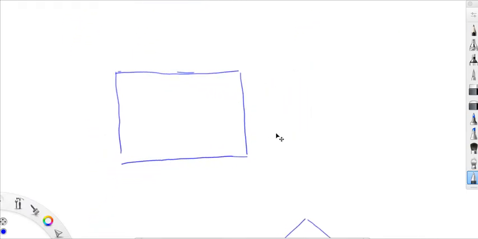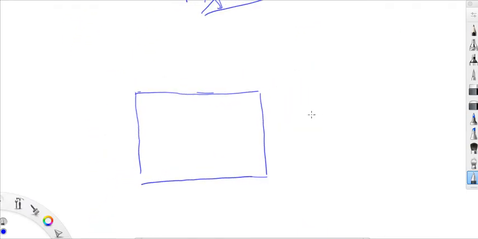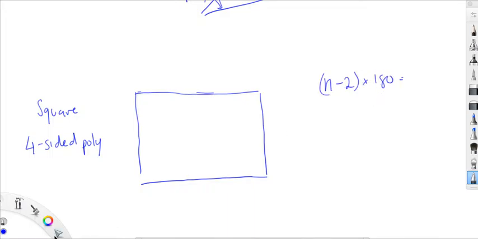So we know that angles in a triangle add up to 180. This is a square, a four-sided polygon. And what I would do for this is apply the formula. n minus 2 times 180 equals the sum of all the angles, all the internal angles. 90 degrees, 90 degrees, 90 degrees. So it should add up to 360 if the formula is correct.